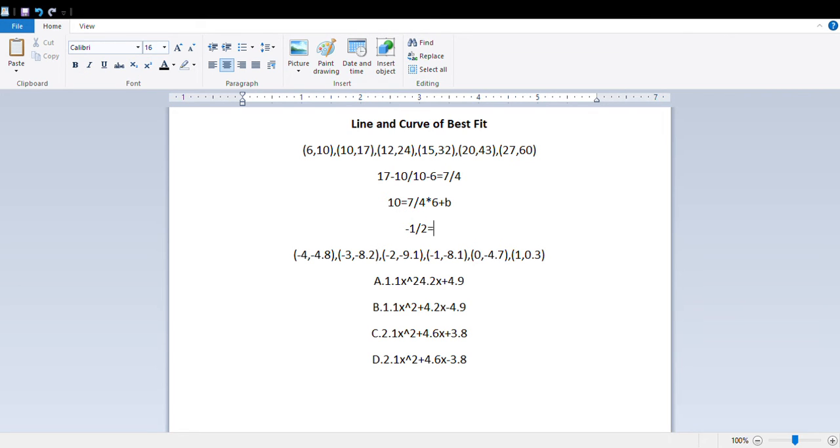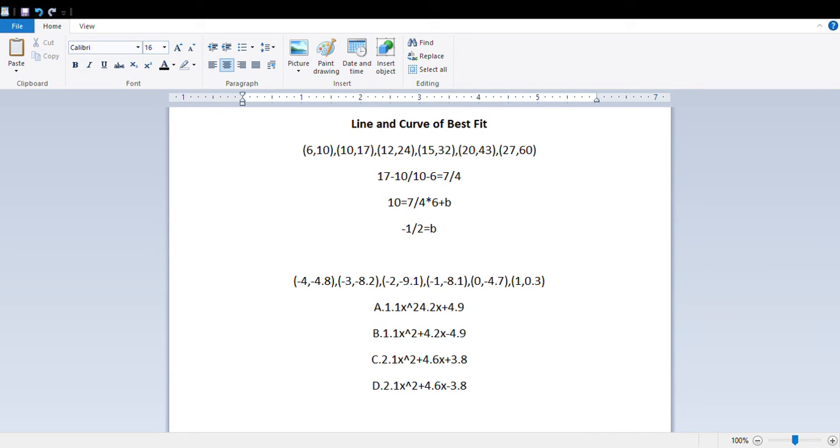If you wondered how I got that so fast, you can just use the calculator to solve for b. No one's going to expect you to know that mentally. So y equals 7 over 4 x plus b, which is our negative 1/2, so minus 1/2. And so this should be the answer, guys: y equals 7/4 x minus 1/2.